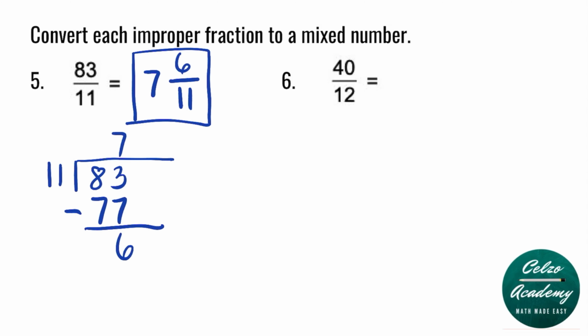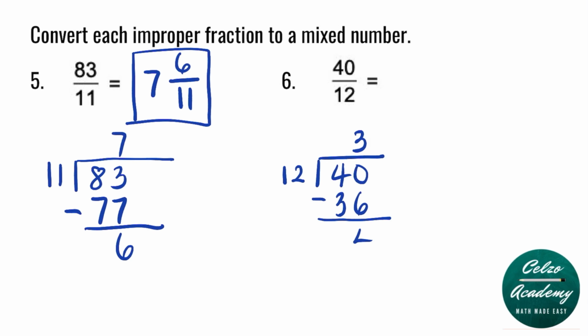Question 6. 40 over 12. Dividing this fraction, our divisor is 12, and the dividend is 40. How many 12s can go into 40? 3, right? 3 times 12 is 36. Now we subtract 40 minus 36, and the remainder is 4.